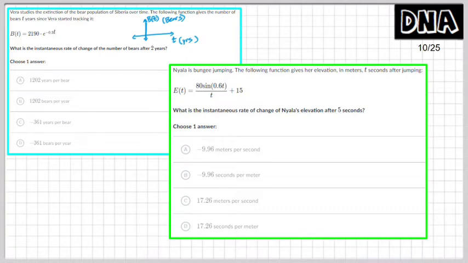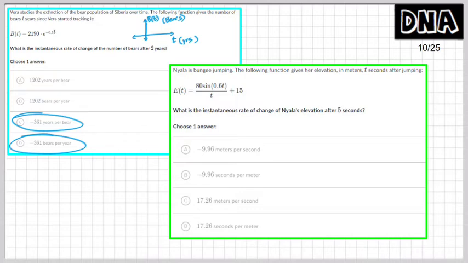Now, if you were intuitive and you're trying to find shortcuts, you might have said this, which doesn't work all the time, but I think it's very clever. You might have said, Vera studies the extinction of bear population. So if they're going extinct, wouldn't the rate be negative? It would. So then you'd be like, oh, it's got to be this one or this one, right? Now what's the difference between those two? The difference is the units. And so which of these units is correct?